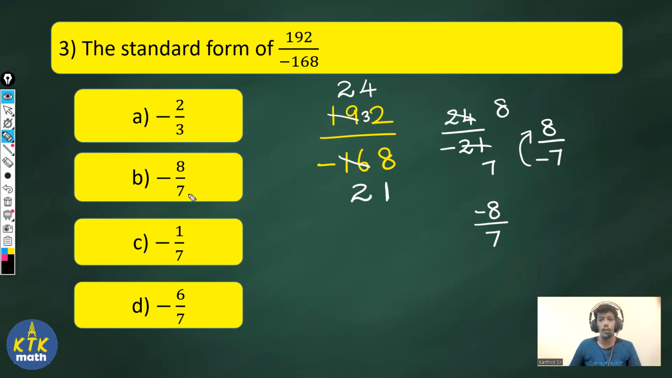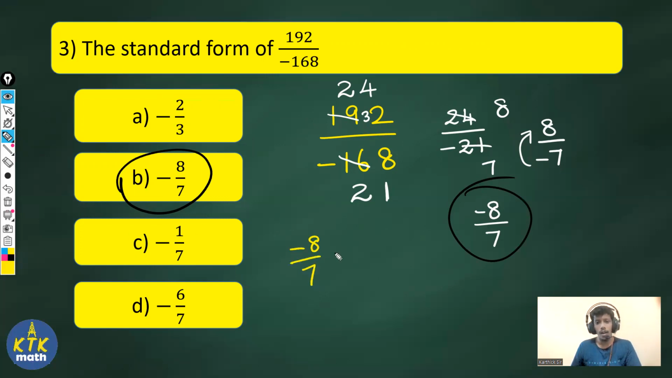So for this question, your answer is option B. See here also, the option they gave has the negative in the middle. So don't search for why negative 8 by 7 is not there. Okay, that's what I'm mentioning. Keep in mind, negative 8 by 7 or 8 by negative 7, all are the same only. Value-wise, all are the same only. Okay, just fix that. I hope you understand this.